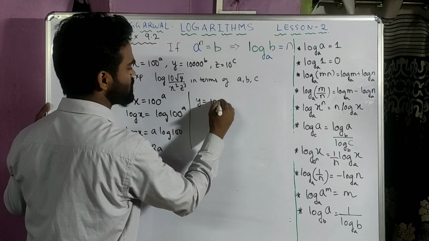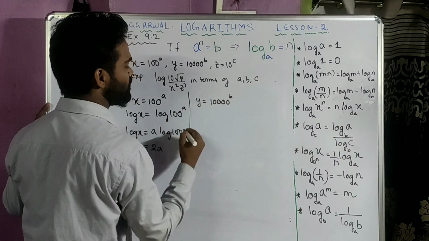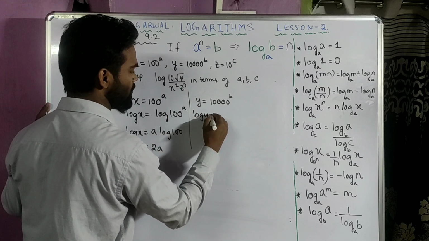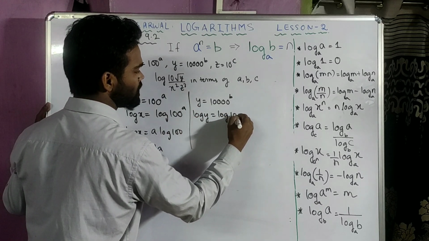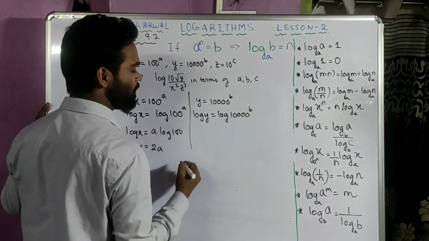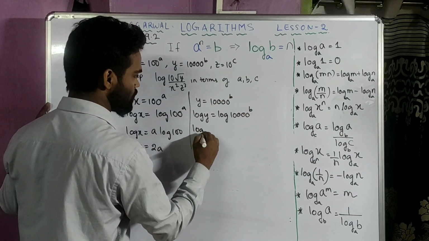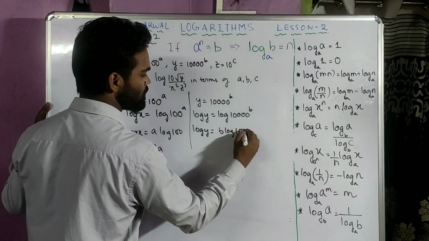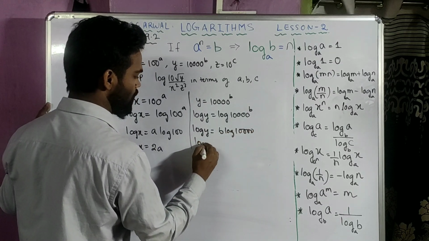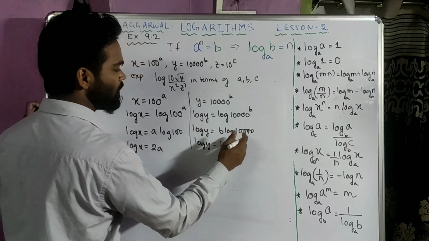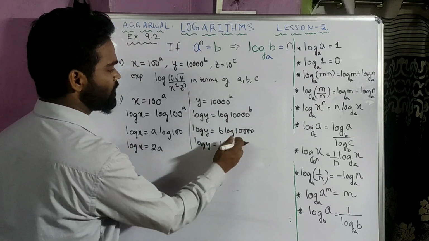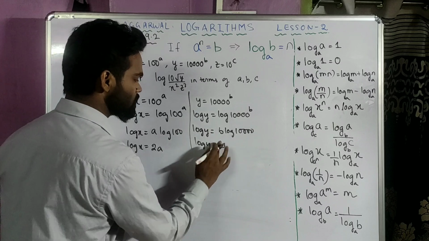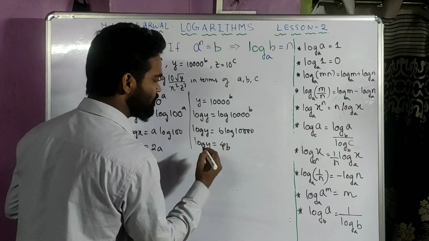y equals 10,000 to the power b. Taking log on both sides, this becomes log y equals log 10,000 to the power b. b comes in front, so log y equals b log 10,000. And 10,000 has how many zeros? 4 zeros. So log 10,000 will be 4. The base is 10, so we can directly write this as 4b.